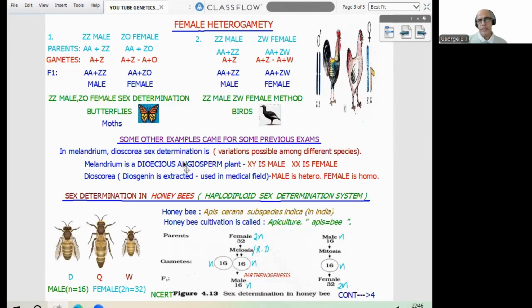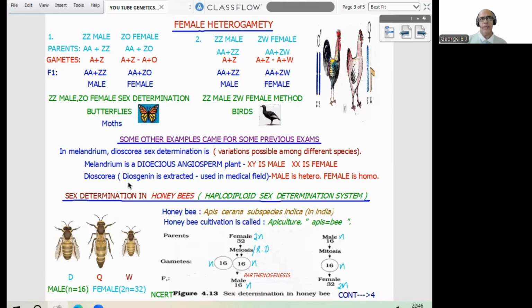Some other examples not in NCERT came for different exams previously, many years back. One is Melandrium. Melandrium is a dioecious angiospermic plant. Similarly, the second one is Dioscorea, that is also an angiosperm plant. So Melandrium: XY is male, XX is female, just like our type.